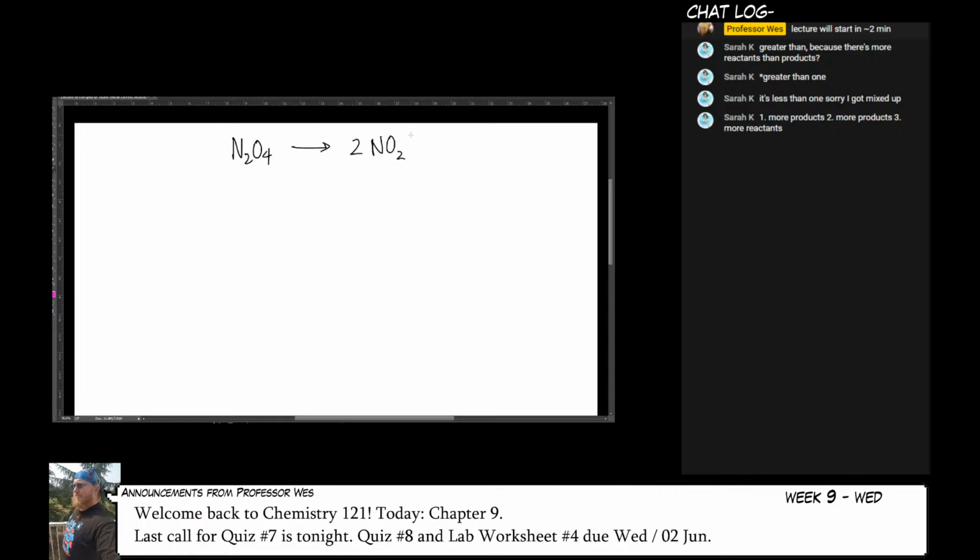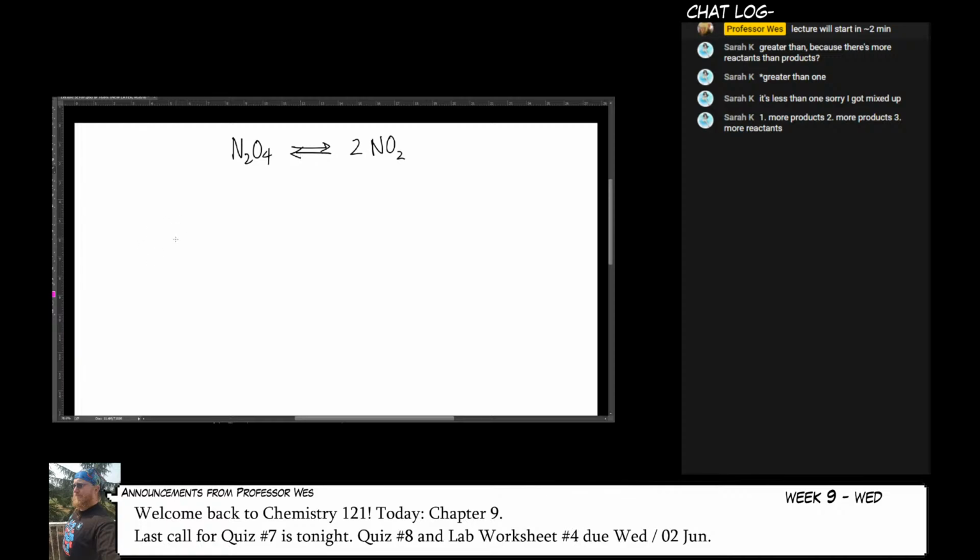So this is a very common reaction that is done to explore equilibrium. NO2 likes to dimerize and combine to make N2O4. So both directions are possible here.